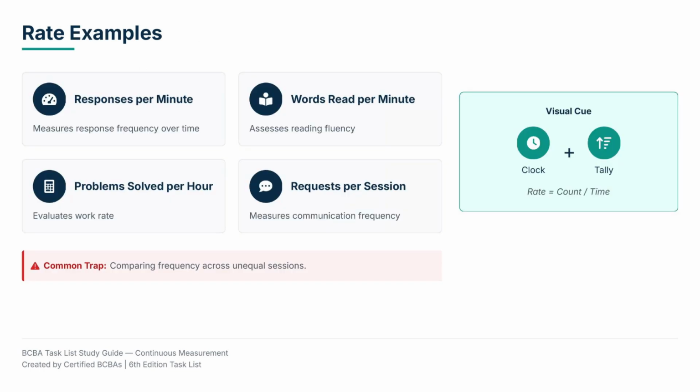Some common examples of rate include responses per minute or responses per hour. For example, we might measure words read per minute to assess reading fluency. Another example is problems solved per hour in an academic task. We could also measure requests per minute in a communication training program. A common exam trap occurs when students compare frequency across sessions of different lengths. In those cases, rate should be used instead of simple frequency.